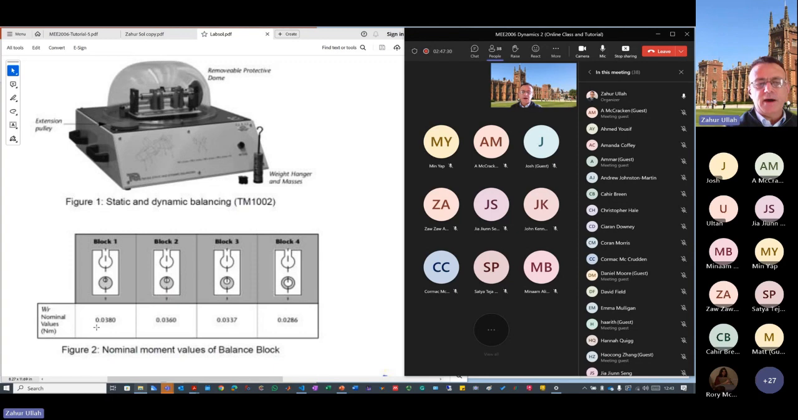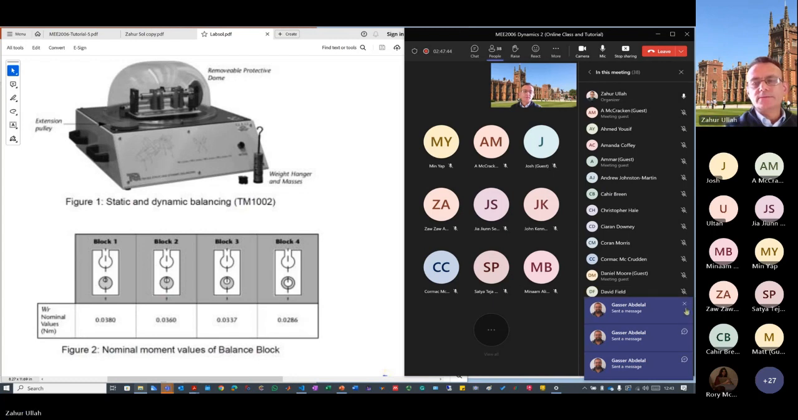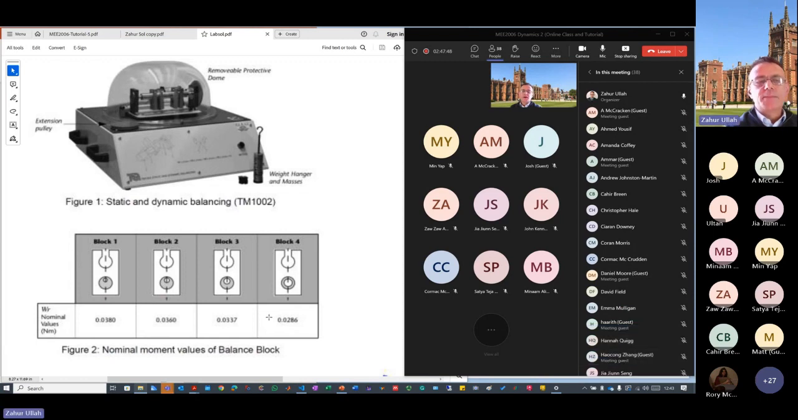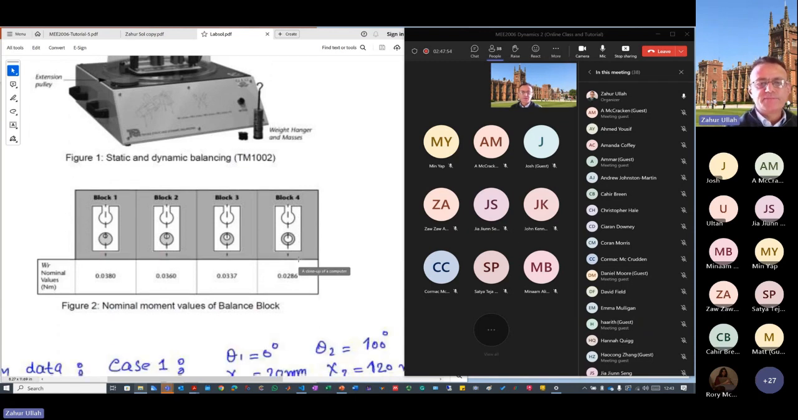Due to this, you get different MR values. In this case, the MR is given, which is 0.038, 0.036, 0.0337, and 0.0286. So you are given the MR values of all these blocks. These are the knowns for your case.